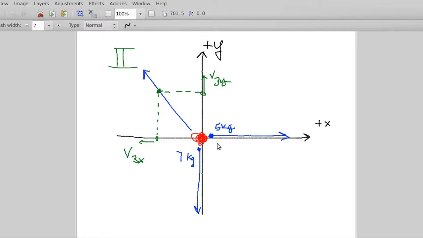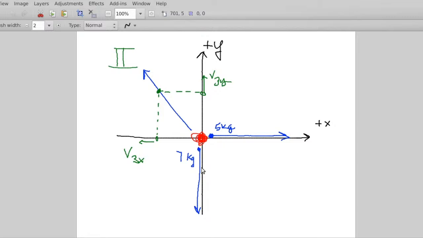The 5 kilogram doesn't contribute to y at all because it's going purely in x. Okay, so there's no y component to the 5 kilogram. It's only the 7 kilogram. The 7 kilogram piece is going in the negative y direction. And so to compensate, there has to be a positive y component to the momentum after from the third piece, and that's going to compensate the 7 kilogram. Those two will cancel to give you zero, okay?